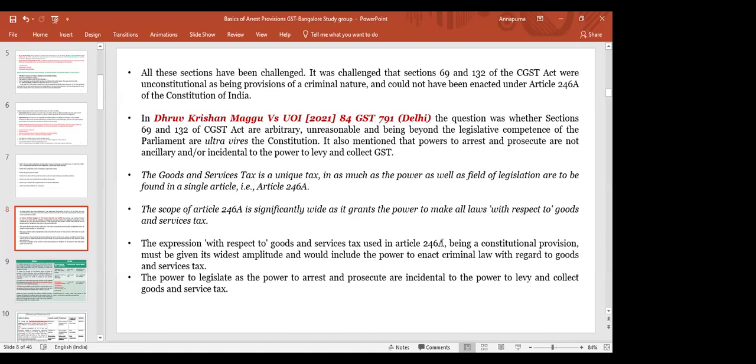So all those powers are given under Article 246A, and accordingly, it also includes the power to enact this criminal law with regard to the GST. This is one of the decisions I thought of before talking on it. It was also challenged before the court, and it has said it is coming within the purview of Article 246A.